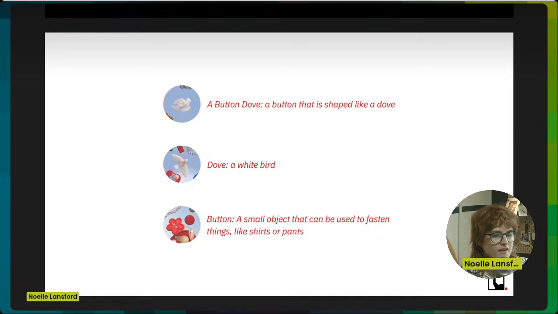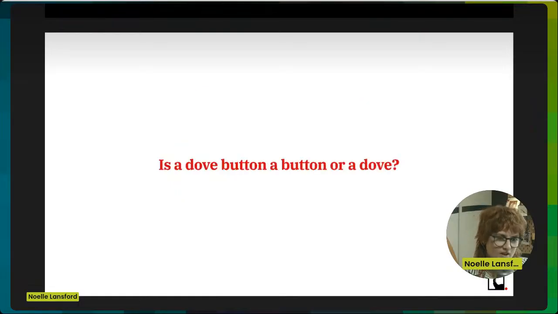So here is where it starts to relate to design systems. Is a button dove a button or a dove? Now, it may not have been about a button dove per se, but you've probably had conversations like this when trying to categorize different components, right? So, is a button dove a button or a dove? We're going to walk through it.